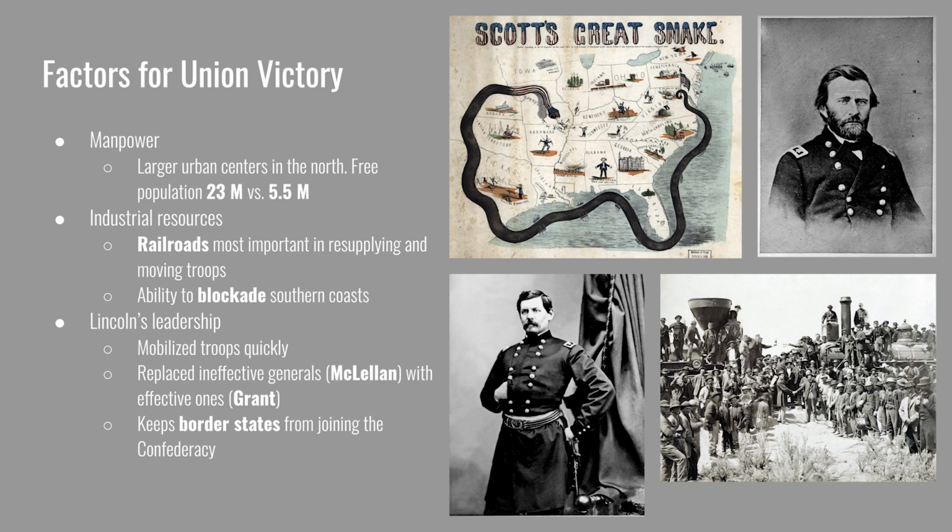Towards the end of the war, Confederate President Jefferson Davis was so desperate for soldiers that he actually offers African Americans the opportunity to fight for the Confederacy in exchange for their freedom at the end of the war. Railroads are the most important industrial resource that the Union has over the South because they allow the armies to be resupplied and to be moved into the battlefield more quickly.